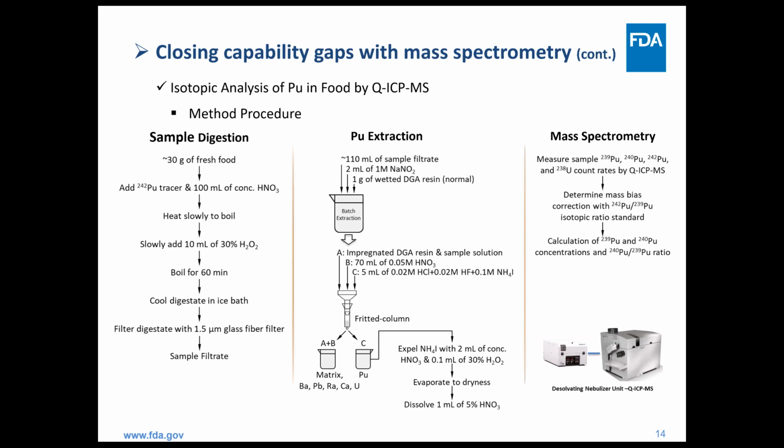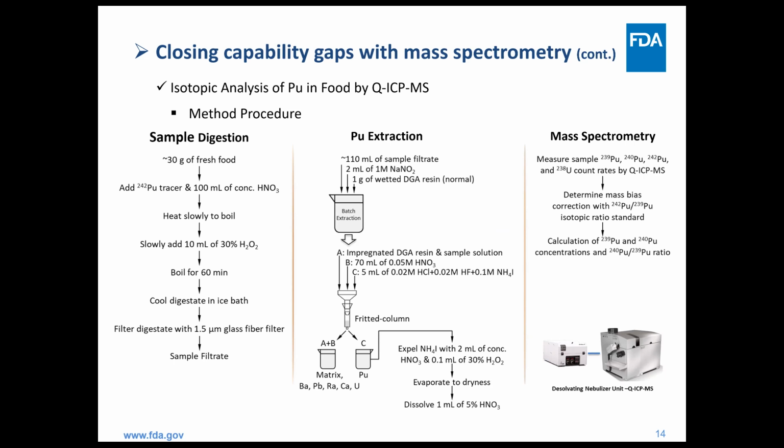This is done by batch extraction rather than a chromatography column, because it goes much faster. The loaded resin is collected and rinsed with dilute nitric acid, and the plutonium is stripped off from the resin using a mixture of HCl, hydrofluoric acid, and also ammonium iodide for the reduction of the plutonium. And subsequently reconstituted into a very small volume, 1 milliliter of 5% nitric acid.